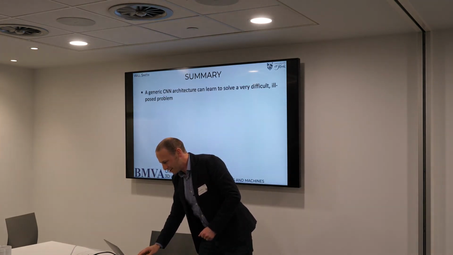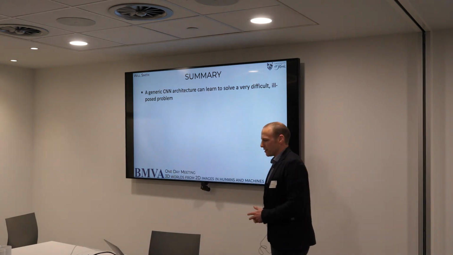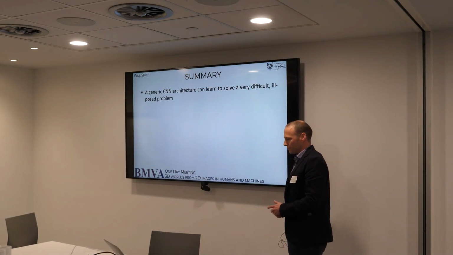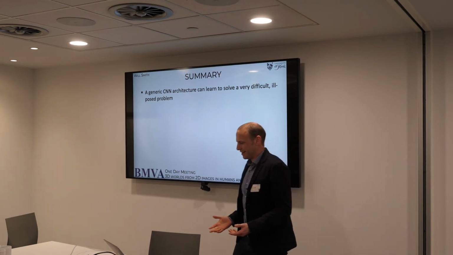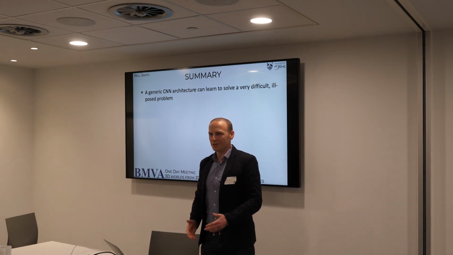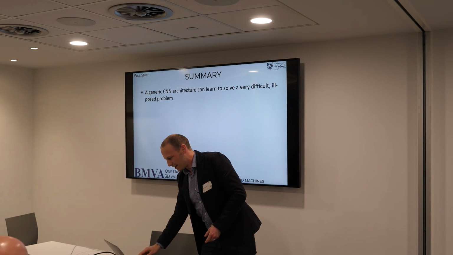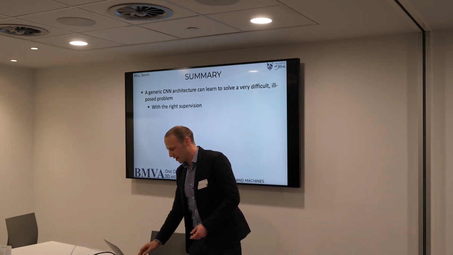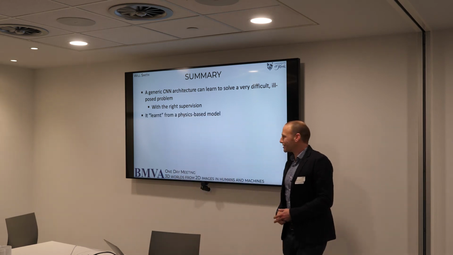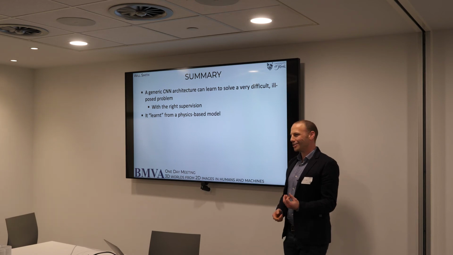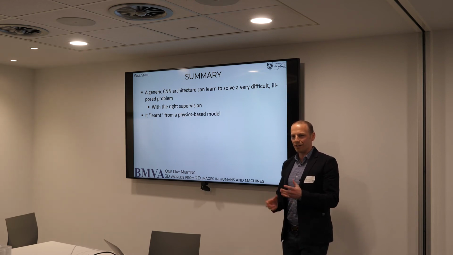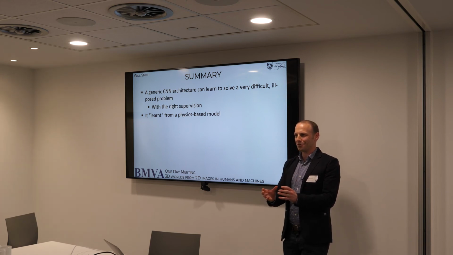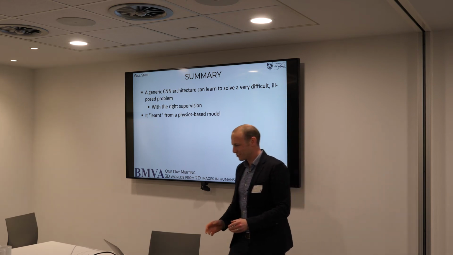So the summary is, the main takeaway is that, well, you're used to hearing this now. A CNN can solve a really hard problem, okay? But in this case, it's a little bit more interesting because getting the supervision right is quite hard. And also, it satisfies me a bit that it's had to learn from a physics-based model. So the gradient it's getting back from that self-supervised loss is coming from Lambert. Isn't that great?